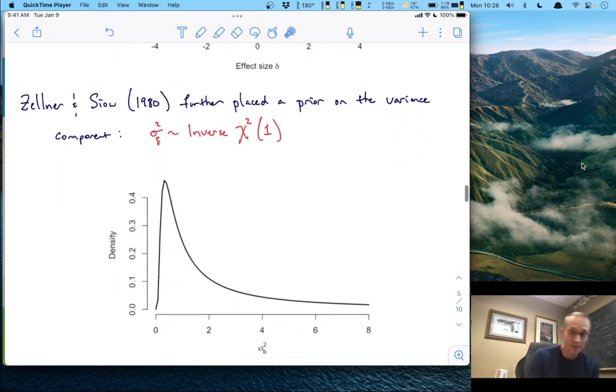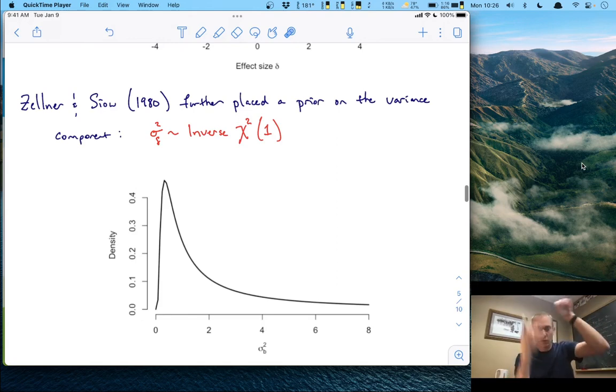It looks something like this. And so this distribution puts most of your variances in the 0 to 1 range, but does admit even larger variances. Now, that seems complicated. This becomes what's called a hierarchical model because you're placing a prior on the effect size that depends on another parameter that has a prior on it.